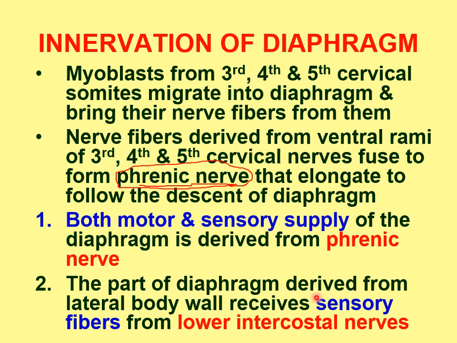So both motor and sensory supply of the diaphragm is derived from the phrenic nerve, and for the part along the lateral body wall, some of its sensory supply is also through the lower 6 intercostal nerves. So the area along the lateral body wall, that is the costal area, receives its sensory innervation from the lower 6 intercostal nerves.